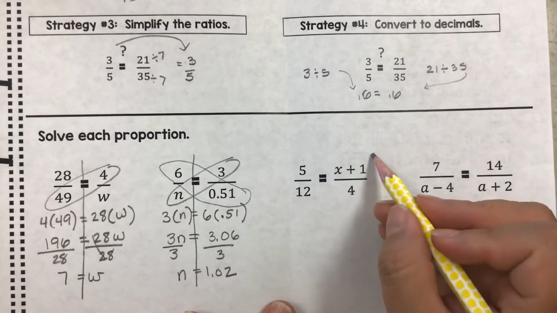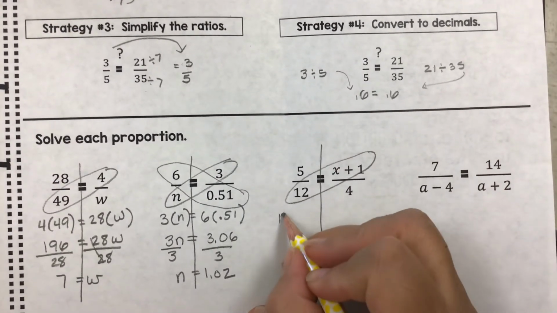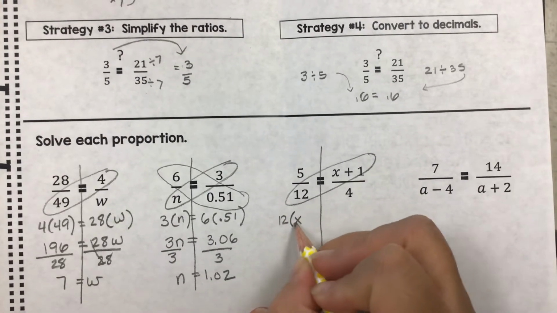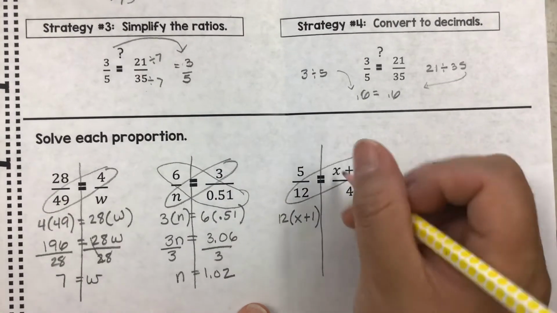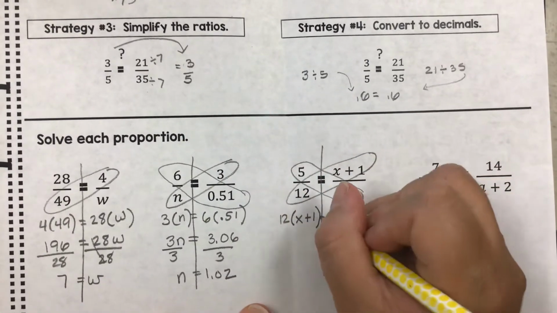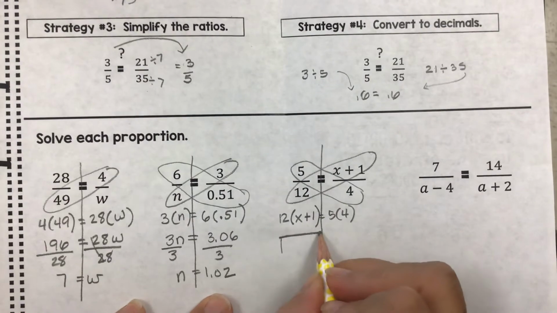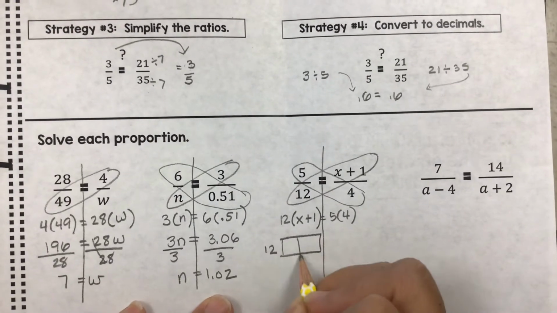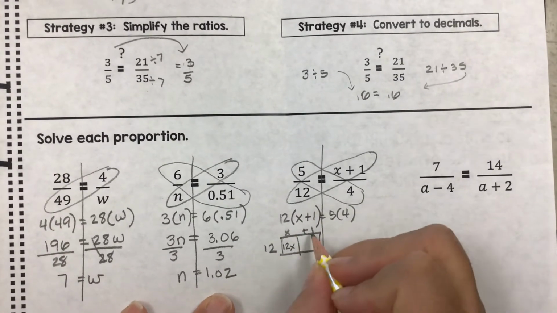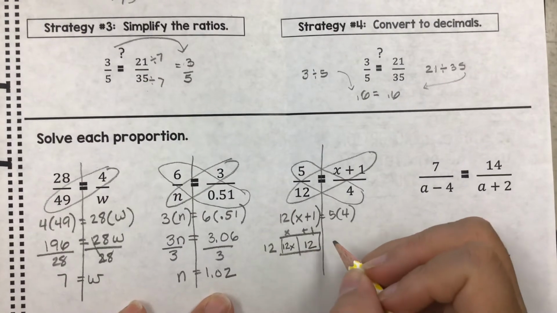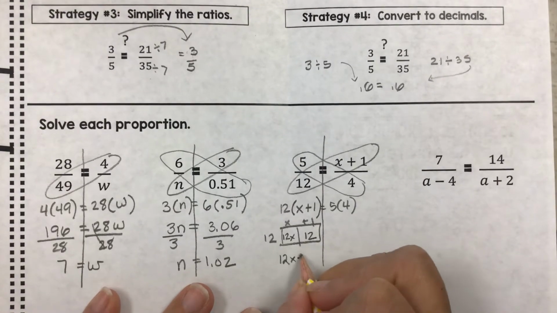Okay, so for this one right here, we'd have to multiply these two together. And I'm going to write it as 12, open parentheses, x plus 1, because it has to be multiplied by that whole denominator, x plus 1. On the other side, we have 5 times 4. I'm going to go ahead and draw the box for our distributive property. We have 12, x and a positive 1. 12 times x is 12x. 12 times 1 is 12. That means that on this side we have 12x plus 12.